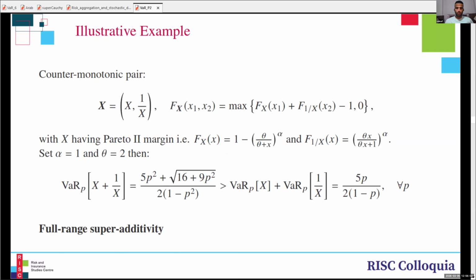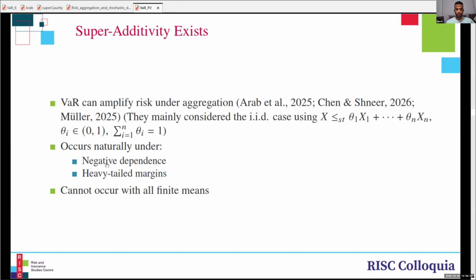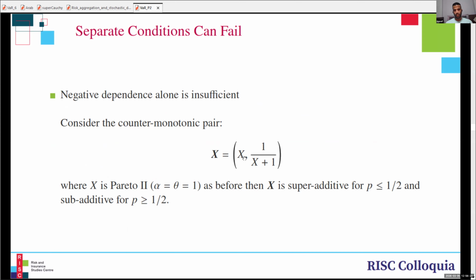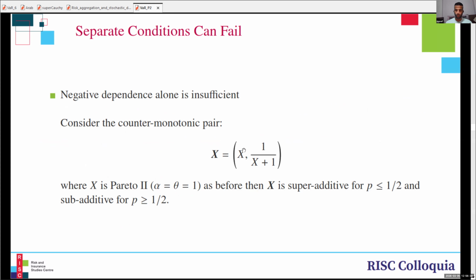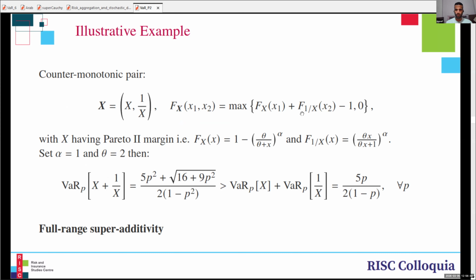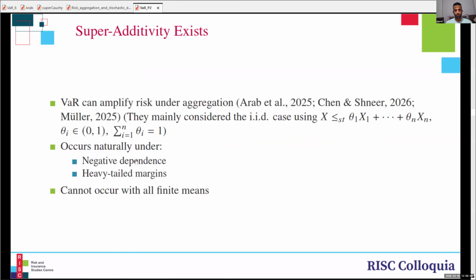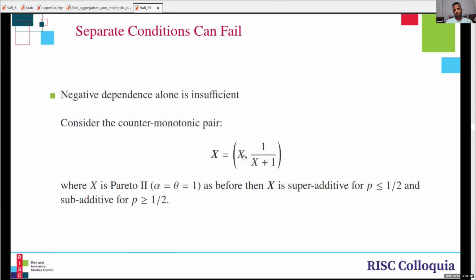Now, let us see what happens if we separate these two conditions: the dependence condition, which is negative dependence, and the margin condition, which is the heavy-tailed phenomenon. So if we take this random vector X, with the first component being this margin X, and the second one being the reciprocal of X plus 1 instead of just X as in the previous one, we add that 1. Now this is still counter-monotonic. It still follows this dependence structure, so it is very negative. So the first condition holds. Let's say X is Pareto type 2, where we take alpha and theta to be 1, just for simplicity.